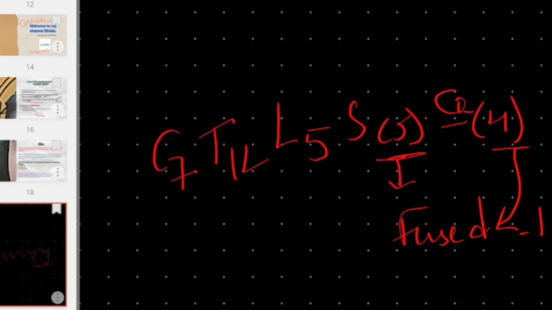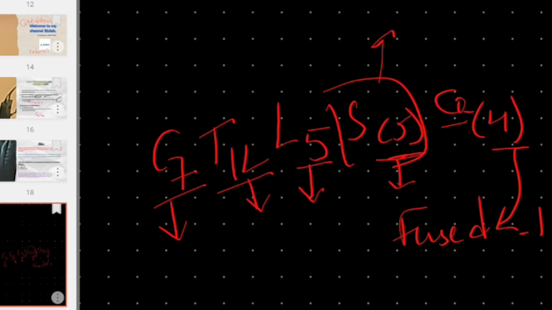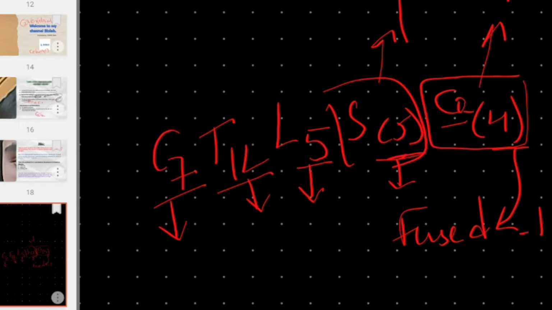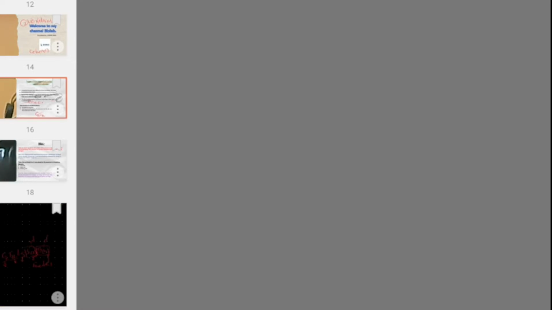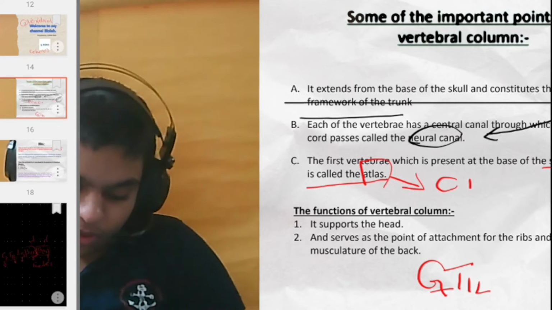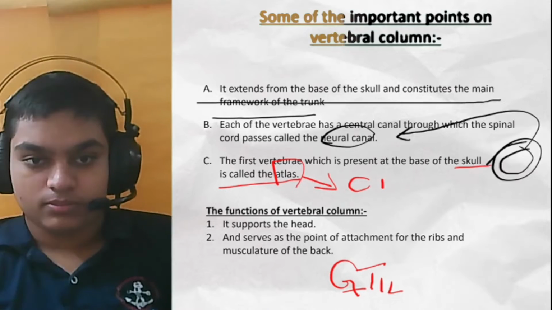Okay, C7, the first one is cervical, which are 7. The second one is thoracic, which are 12. The third one is lumbar, which are 5. Sacral 5 fused into 1. Caudal 4 fused into 1. Got it? This is the formula for your vertebral column. The human vertebral column has this formula.